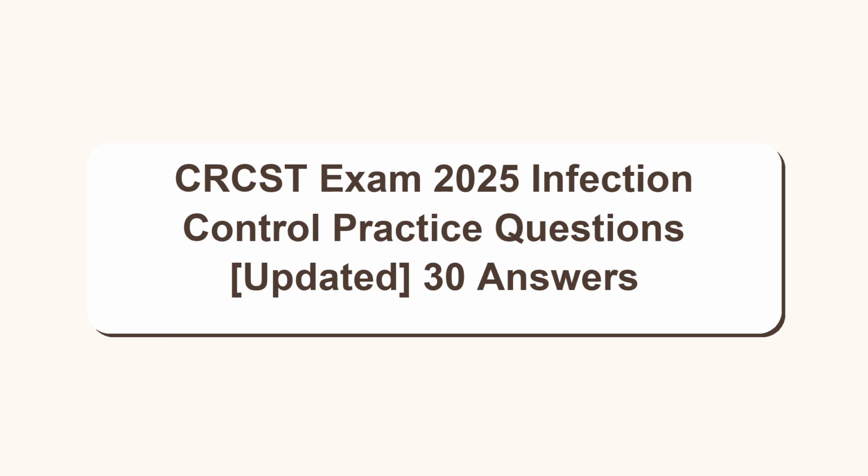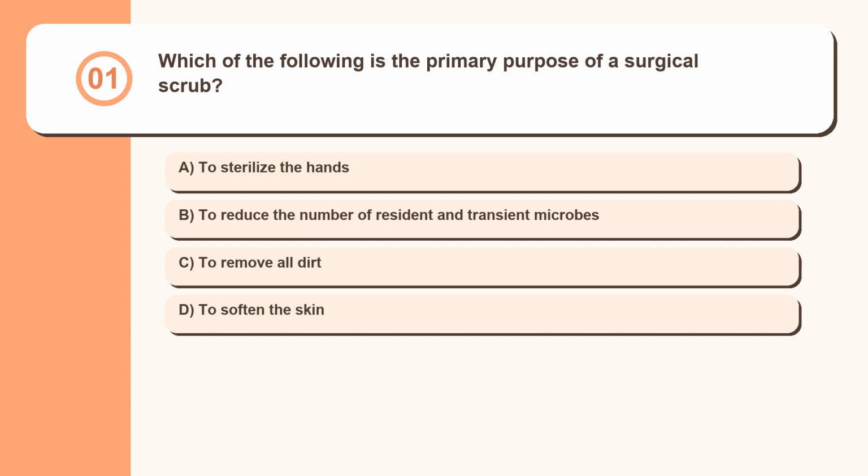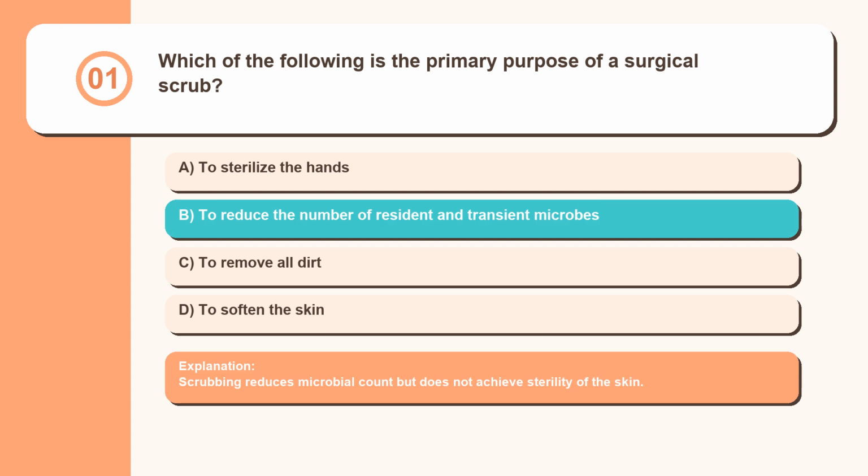CRCST Exam 2025 Infection Control Practice Questions, updated, 30 answers. Question 1. Which of the following is the primary purpose of a surgical scrub? To sterilize the hands, to reduce the number of resident and transient microbes, to remove all dirt, to soften the skin. Scrubbing reduces microbial count but does not achieve sterility of the skin.